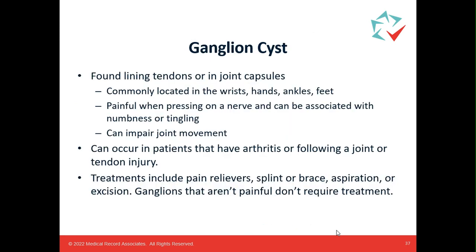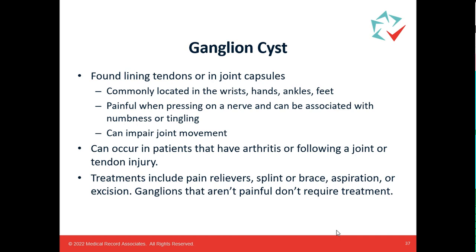Our next section will be on ganglion cysts. Ganglion cysts are found in lining tendons or in joint capsules. They're more common in women, occurring typically between the ages of 20 and 40. Commonly located in the wrists, hands, ankles, and feet.